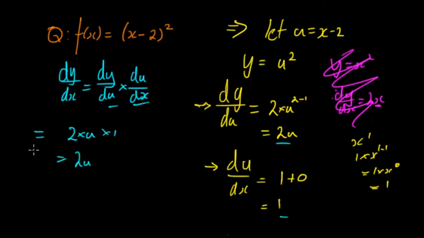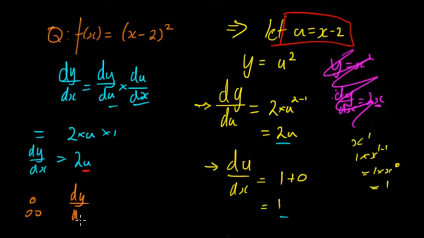But obviously when we want dy dx, we don't want it with respect to a random u. So we want it with respect to x. But we already know that u is equal to x minus 2. So then we just sub that value in. Therefore, dy over dx is equal to 2x minus 2. And that's the same answer we got before.